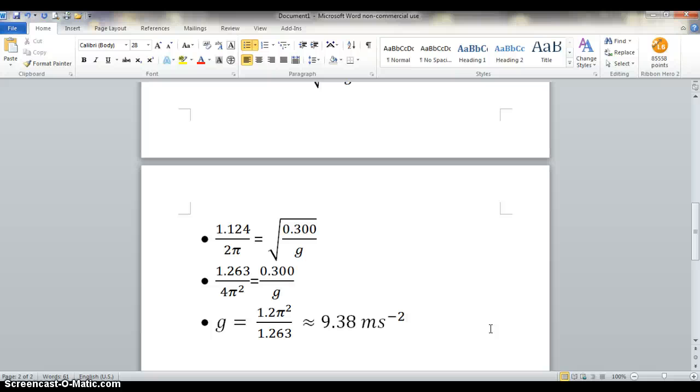As we can see, this is not as close to the real gravitational acceleration on Earth, which is 9.81 meters per second squared. The experimental value was off by 0.43 meters per second squared.